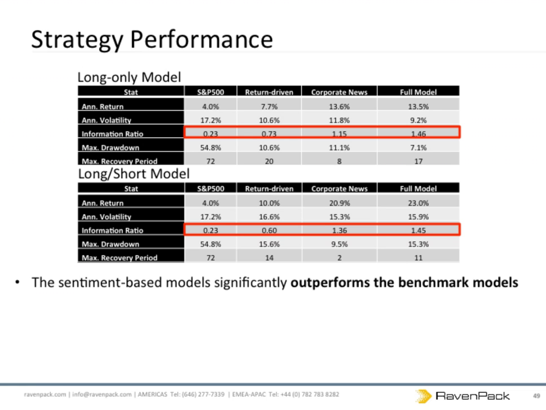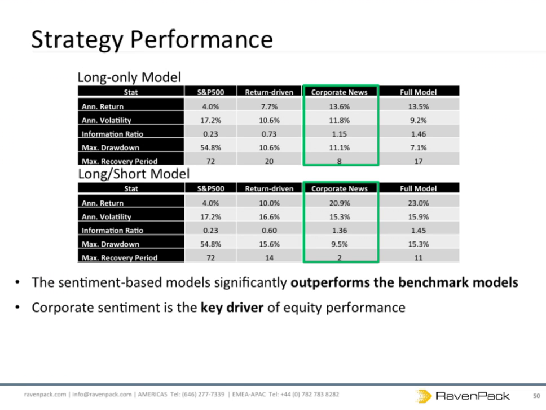As can be observed, the sentiment-based models outperform our benchmark models, both when it comes to the long-only and long-short models. The corporate sentiment model has delivered an information ratio of 1.15 and 1.36 for a long-only and a long-short strategy respectively, while the full model, including both sentiment and returns, has yielded information ratios of around 1.45 in both cases. Hence, while corporate sentiment seems to be the key driver, additional value can be found by including other sentiment dimensions into our model.